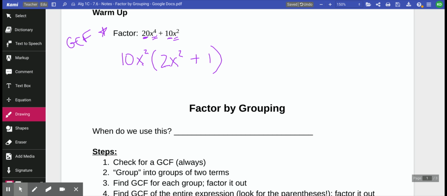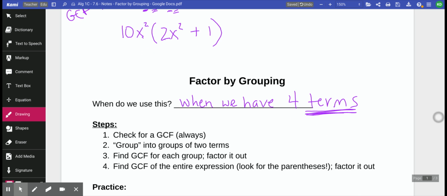So when do we use this? We use this when there are 4 terms. That's the important part, guys. 4 terms. So if you see 4 terms, you know we have to do factoring by grouping.